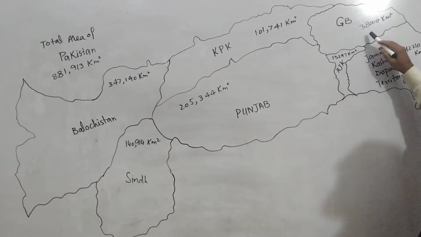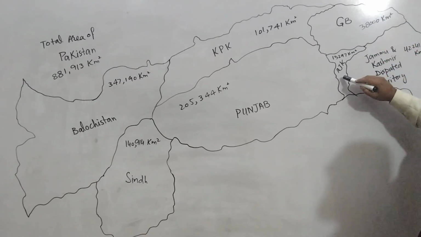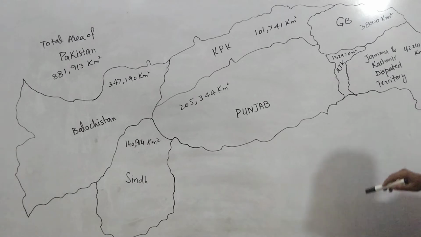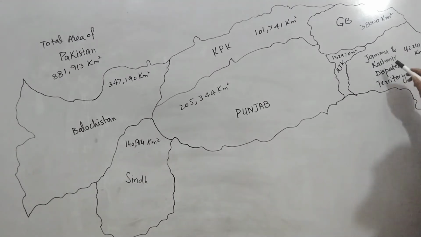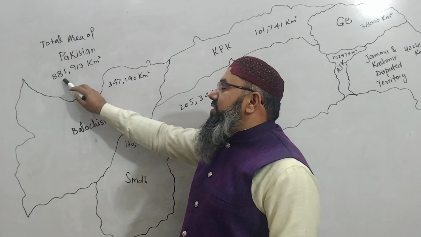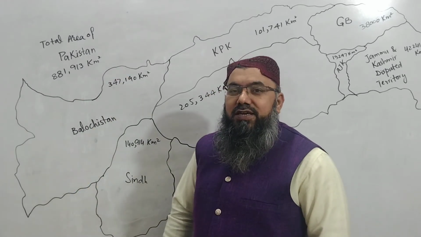Its total area is 38,000 square kilometers. And this is the Azad Jammu Kashmir. Its total area is 13,297 square kilometers. Last but not least is Jammu Kashmir, which is a disputed territory, as you know. Its total area is 42,241 square kilometers. So the total area of Pakistan is 8,81,913 square kilometers.